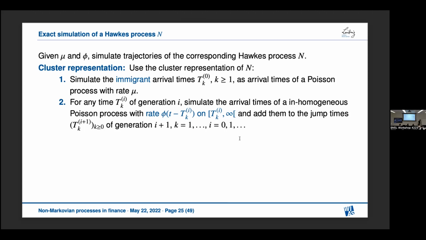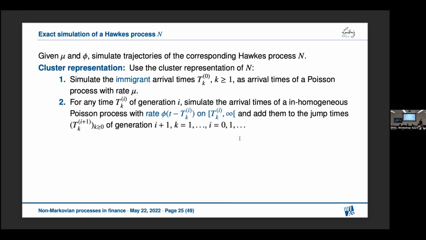Okay. Now, for the Hawkes process, I'm presenting two methods. The first method is based on the cluster representation. For this method, we have all the ingredients already on the table. Because remember, immigrants follow a homogeneous Poisson process. We know how to simulate that. And for each event that happened, we simulate offspring by an inhomogeneous Poisson process with this rate. And we know how to do that. This is just an inhomogeneous Poisson process. All the things are conditionally independent from each other. So you just keep track of everything.